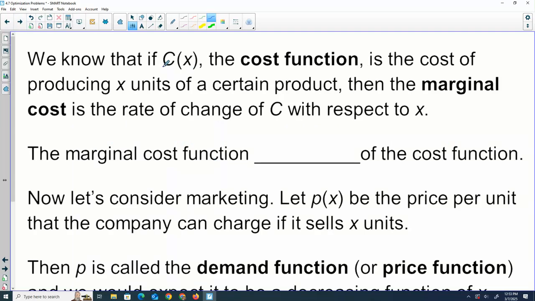So we have seen several times C of x representing the cost function. And we've talked about marginal cost being the derivative of that. So the marginal cost function is a derivative, sorry. I left off a couple words of the cost function. So marginal cost is a derivative of cost.